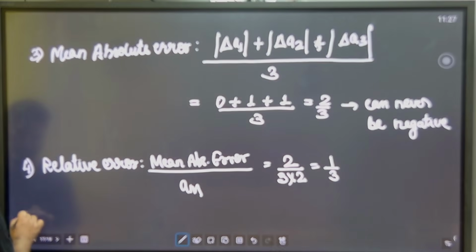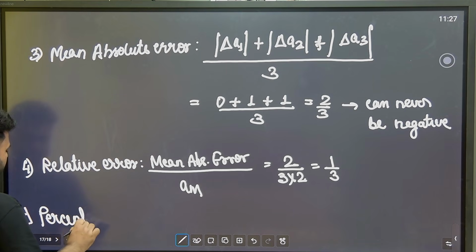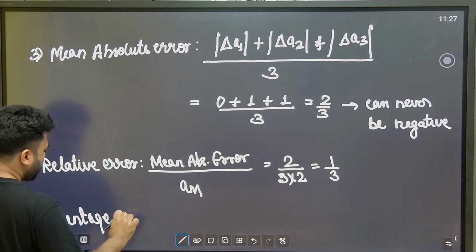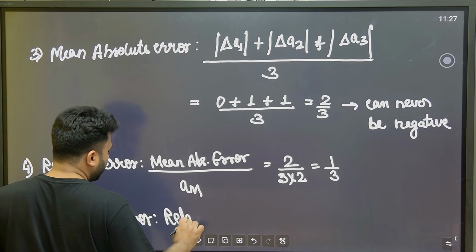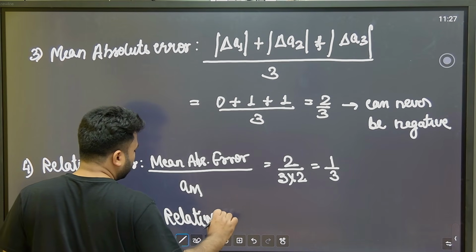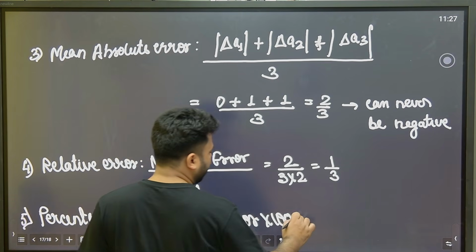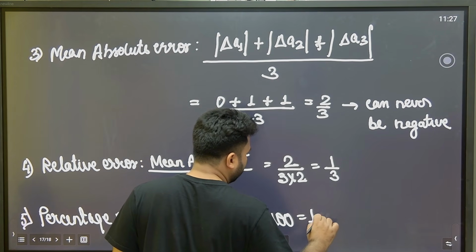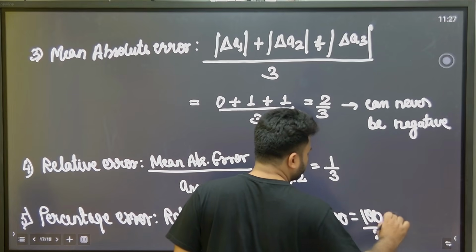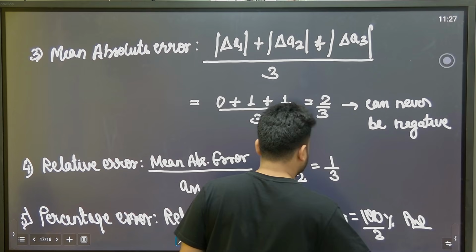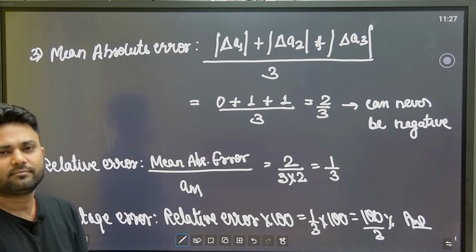Then we have percentage error. This is nothing but relative error multiplied by 100. So relative error was 1 by 3, multiplied by 100, means 100 by 3 percent. This will be your answer. Correct?